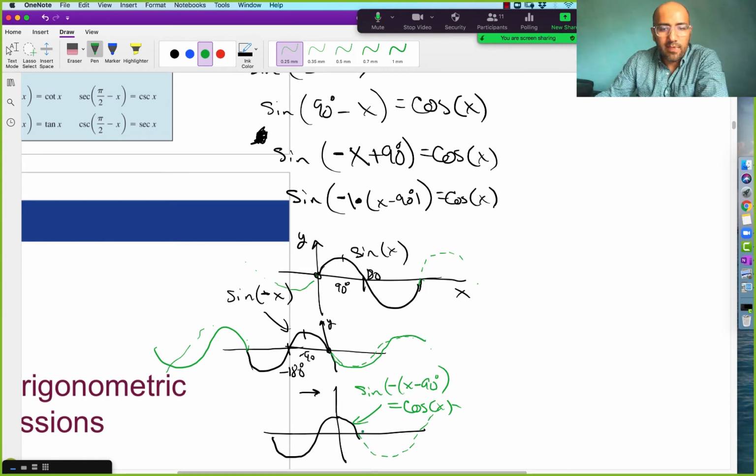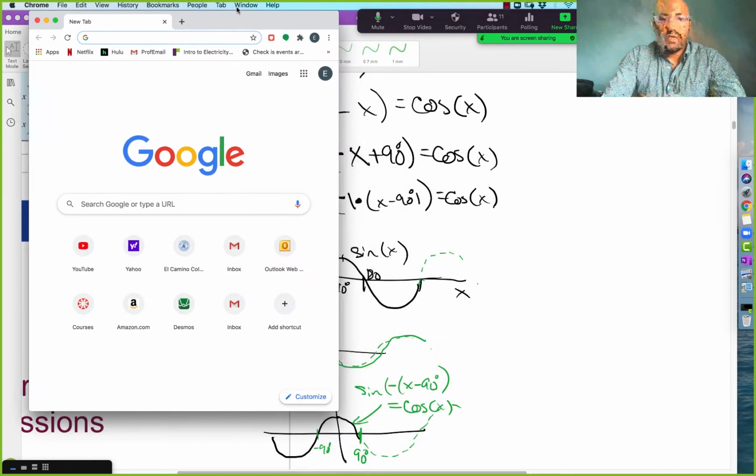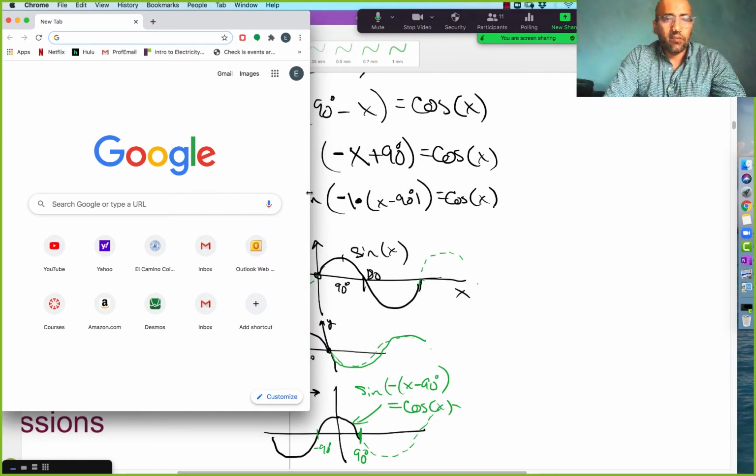And then it gets shifted to the right by 90 degrees. So this becomes positive 90 degrees, 0, and negative 90 degrees. Any questions? All right, let's look at Desmos with that. Same thing, just better pictures.